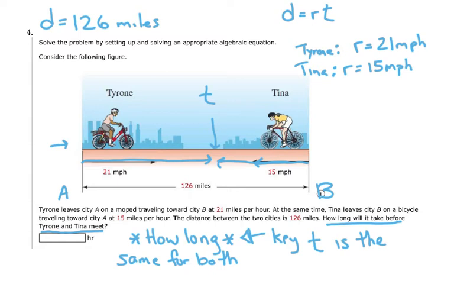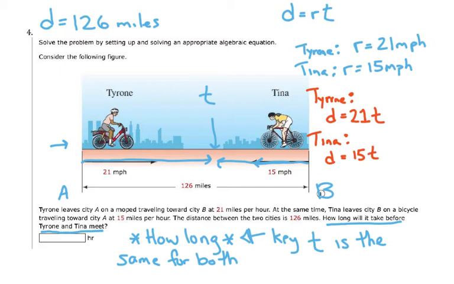For Tyrone, how far does he travel? His distance is going to be rate times time, 21 times t. And Tina, her distance is going to be 15 times t.